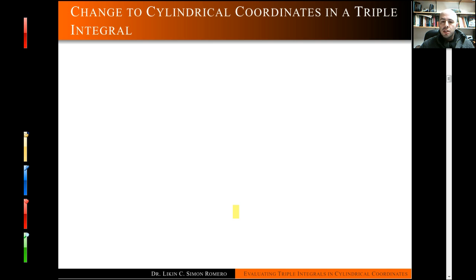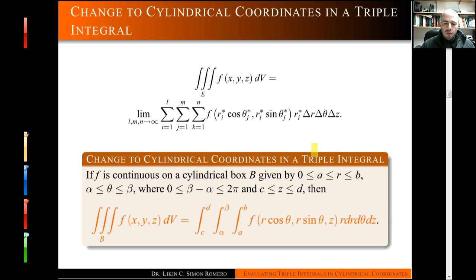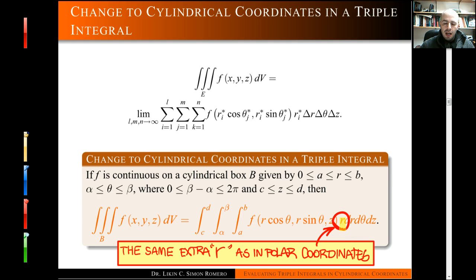So in order to change to cylindrical coordinates in a triple integral, if you remember, we can define the triple integral in cylindrical coordinates using Riemann sums, and that's going to give us the formula. You have to change x and y into r cosine of theta, r sine of theta, changing everything into polar coordinates, and then just adding an extra r as in polar coordinates. This is every time that you're trying to integrate over a cylindrical box. In other words, r moves from a number to a number, theta moves from a number to a number, and z moves from a number to a number.